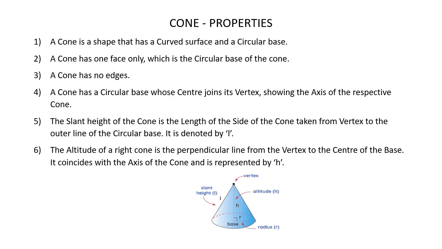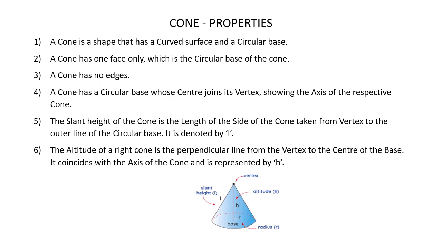Now this is a right cone. If a perpendicular line is drawn from the vertex to the center of the circular base, then the length of this perpendicular line would be the altitude of the right cone. Now in a right cone, the altitude coincides with the axis of the cone. Altitude of the cone is represented by h.